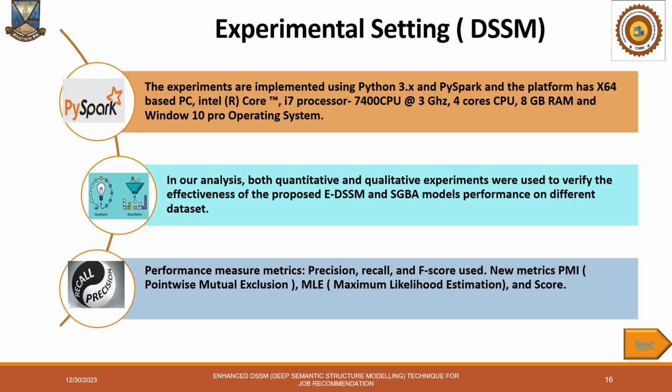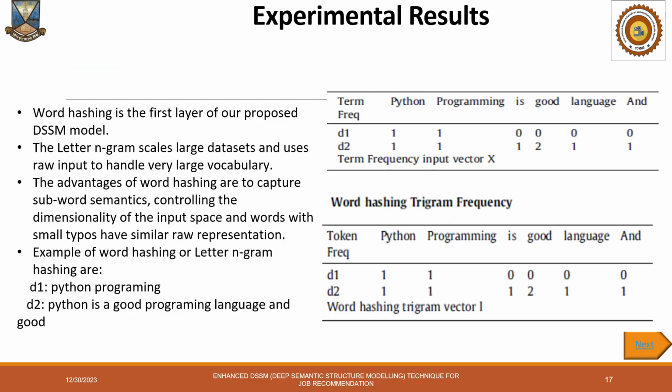For this analysis, we set up some experiments. For experimental purposes, we used PySpark, and we also did some quantitative and qualitative experiments that verify the effectiveness of the model. And we used different metrics, for example precision, recall, and F score, which provide better accuracy, as well as we measure accuracy.